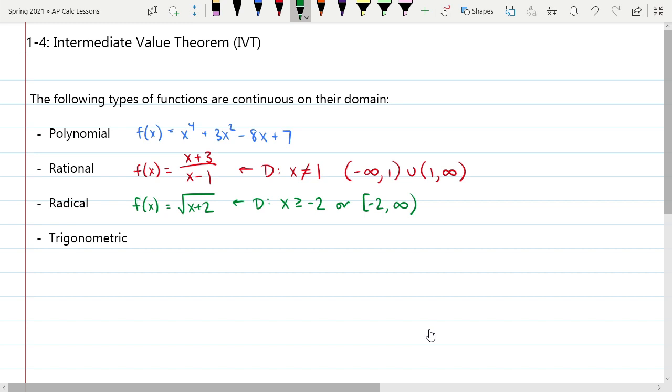And then finally, you've got all of your trigonometric functions. So sine, cosine, tangent, secant, cosecant, cotangent. All 6 of those functions are continuous on their domains.